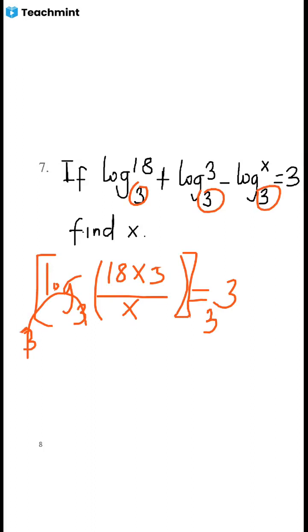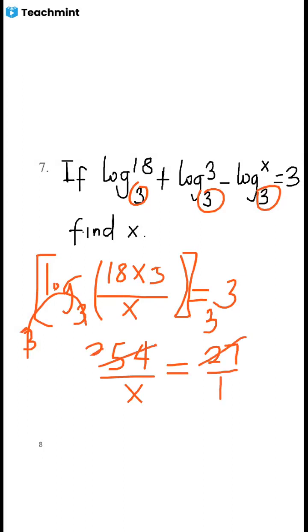So I have 18 times 3, that is 54 over x. 3 raised to power 3 is 27 over 1. So if I cross multiply, this will cut this, that's going to be 2. So if I cross multiply, x is going to be what? 2. It's as simple as that.